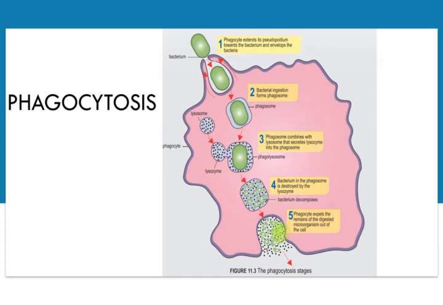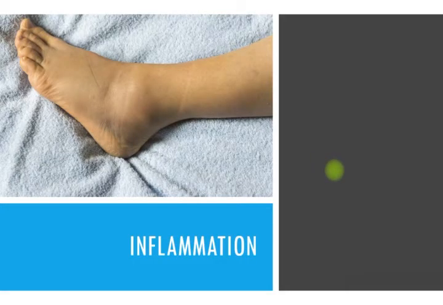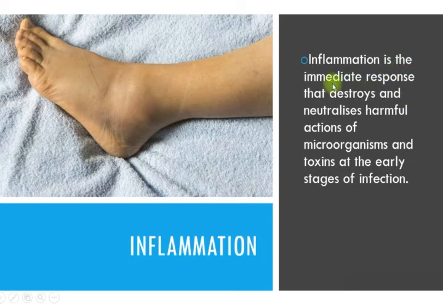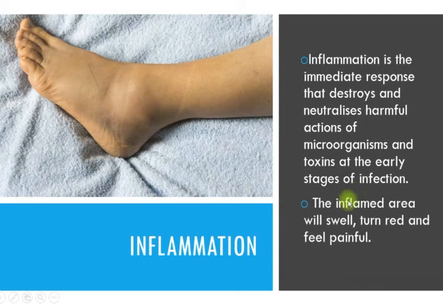The second line of defense refers to fever, phagocytosis, and the last one is inflammation. Inflammation is the immediate response that destroys and neutralizes the harmful action of microorganisms and toxins at the early stages of infection. The inflamed area will swell, turn red and feel painful. These are the characteristics of the inflamed area.